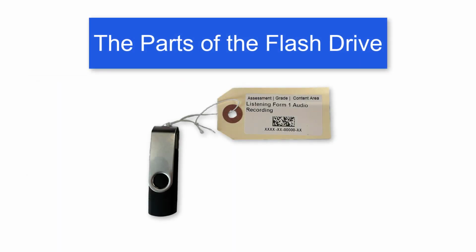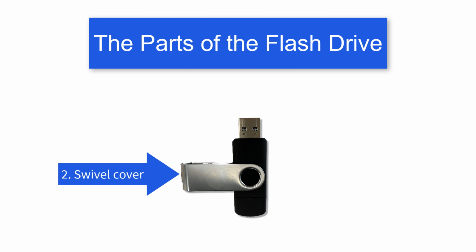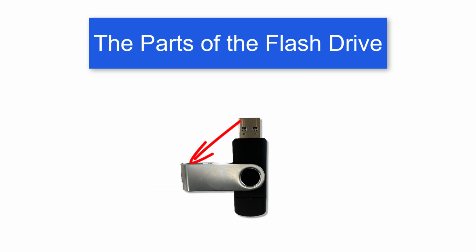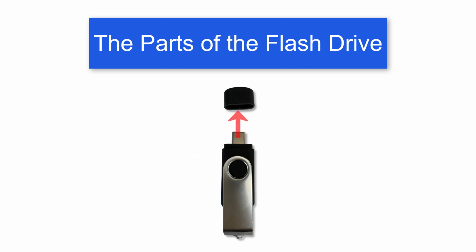First, let's talk about the parts of the flash drive. Part number 1 is the USB-A end of the flash drive. It can be accessed by moving part number 2, the swivel cover, away from the USB-A end of the flash drive. Part number 3 is the USB-C end of the flash drive. It can be accessed by removing part number 4, the cap. Be sure to replace the cap on the USB-C end of the flash drive when it is not in use.